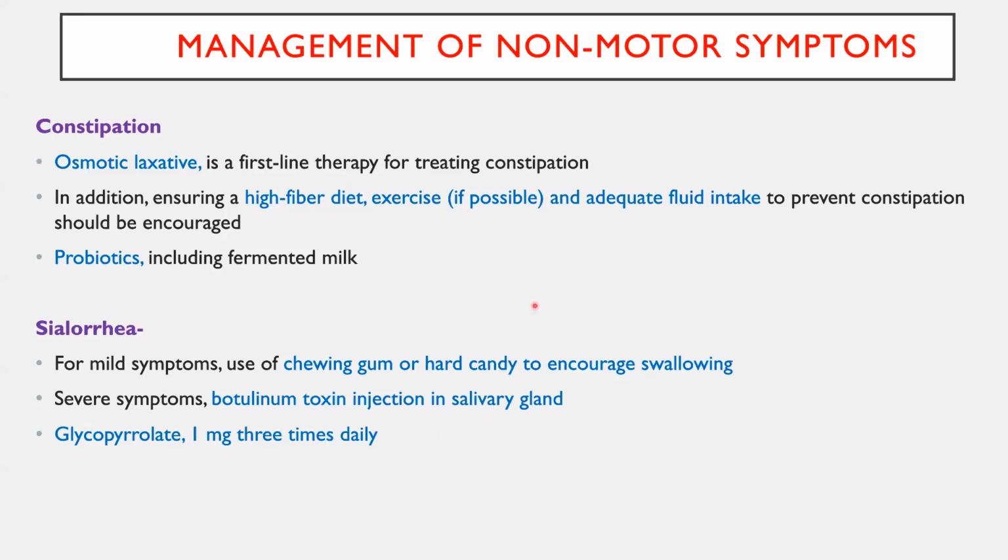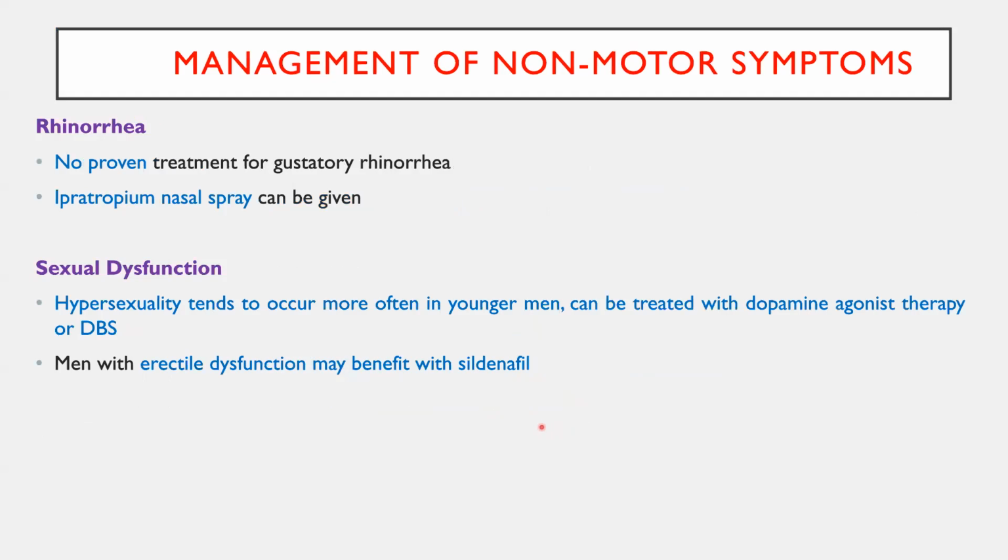Other symptoms like non-motor symptoms are also very important. Most commonly we see constipation. You can use osmotic laxatives, high fiber diet, probiotics. Most Parkinsonian patients will have sialorrhea. You can give chewing gum or hard candy to chew, or botulinum toxin can be given to the salivary gland, and you can give glycopyrrolate 1 milligram thrice a day. Rhinorrhea due to autonomic dysfunction, the patient will have gustatory rhinorrhea. In that setting, you can give ipratropium nasal spray.